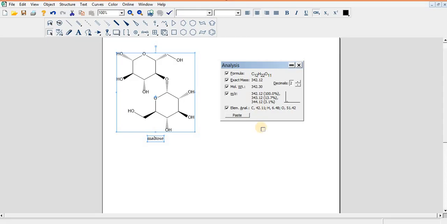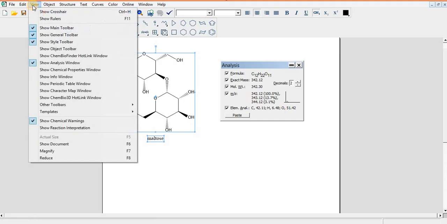Elemental analysis tells you about the structure of maltose. In the structure of maltose you have three elements. These elements are carbon, hydrogen and oxygen. In elemental analysis you can get the information about how much percentage of each element you have in this structure. In maltose you have 42.11% carbon, 6.48% hydrogen and 51.42% oxygen.